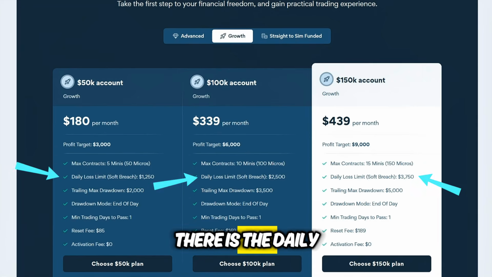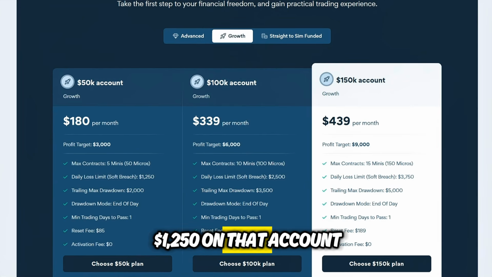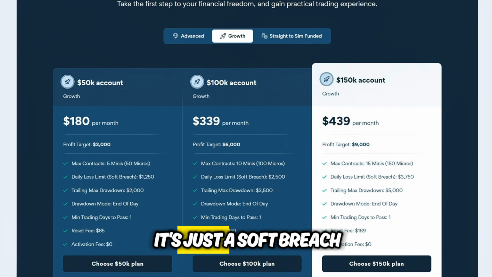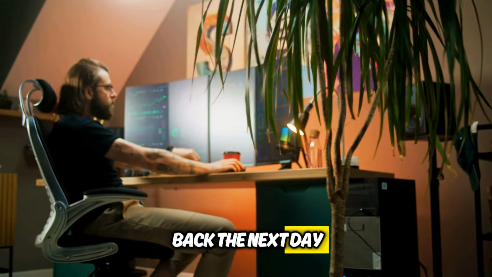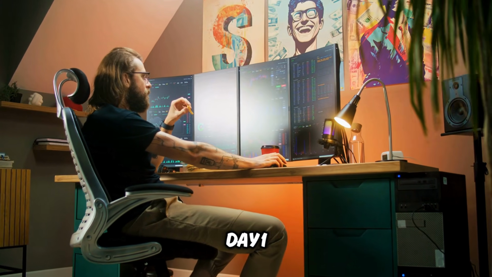There is the daily loss limit, which is a soft breach, meaning if you hit 1250 on that account, they stop you for that day. This is not like Take Profit Trader, which blows your account. It's just a soft breach, so you can come back the next day and trade that account again. So that guarantees that you don't blow that account on day 1 if you're aggressive.